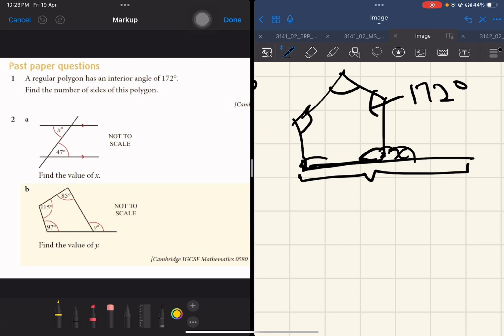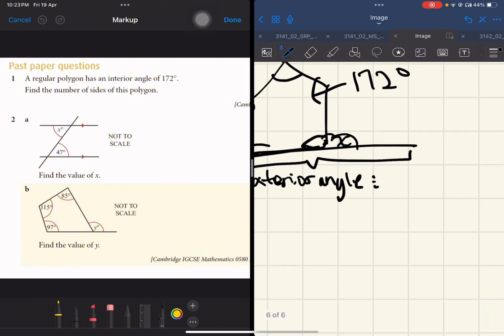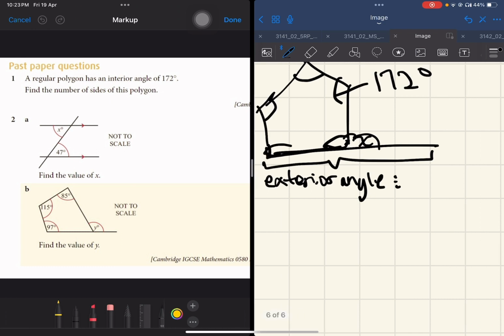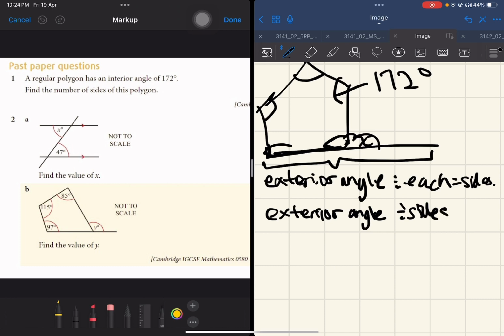So 8 equals each of the exterior angles. And if you want to find the sides, you'll need the exterior angle. Oh, no, we're going to use 360 divided by the exterior angle of each of them, and then we're going to get the number of sides. And the same way around, if you want to find each of the exterior angles, you're going to use 360 divided by the number of sides, and you get each of them.